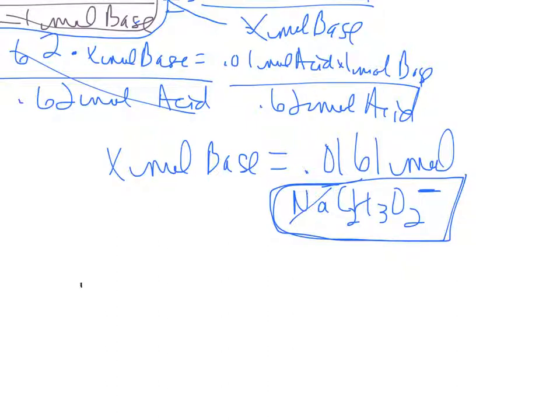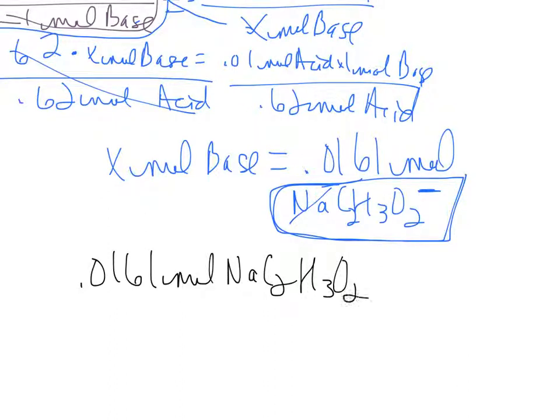So what I do is I take my 0.0161 moles of sodium acetate. I need to find the molar mass. And I actually just looked on the bottle because a lot of those chemical bottles will have that information on there for you.